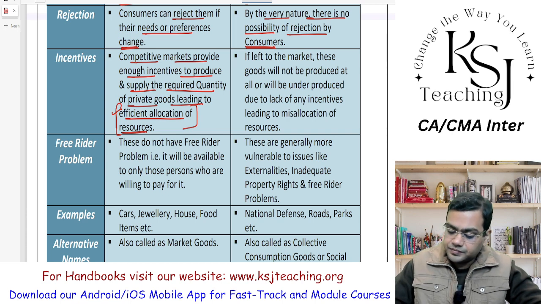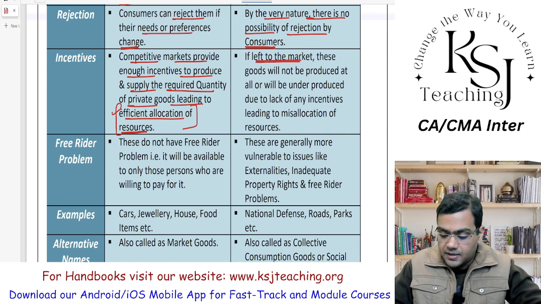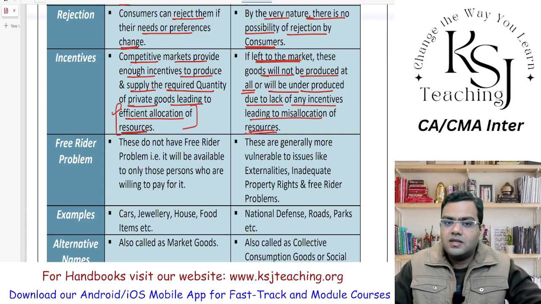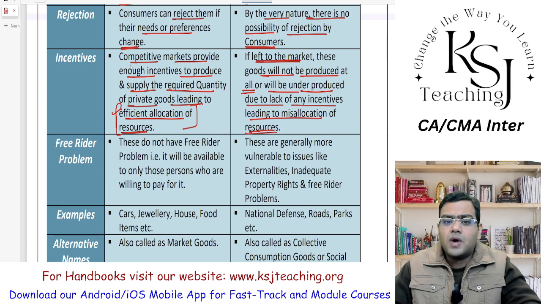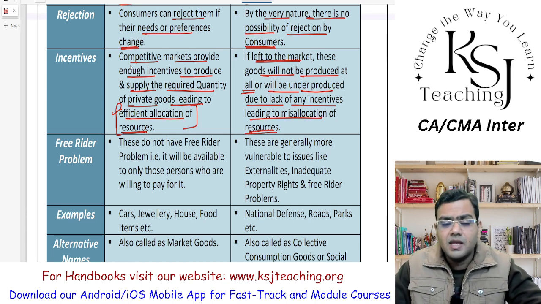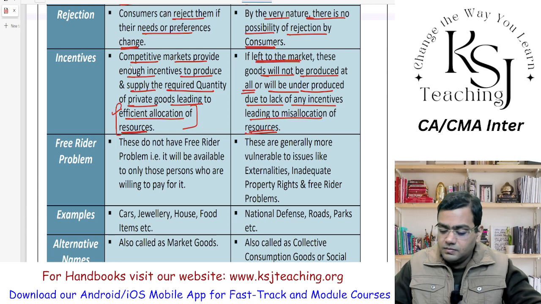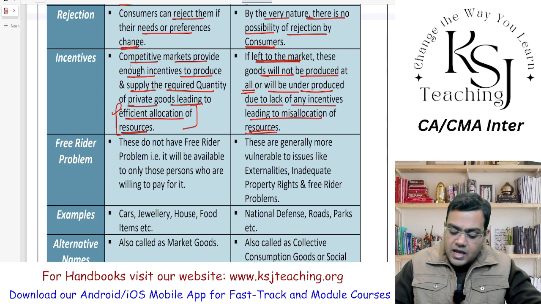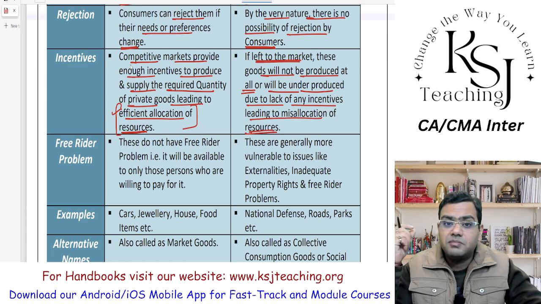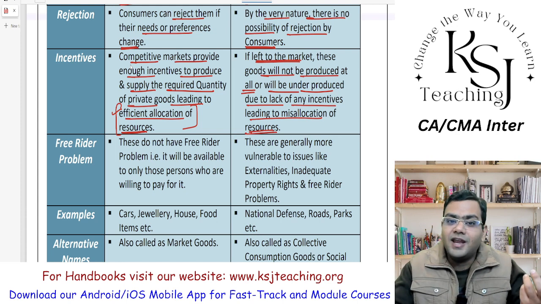That demand and supply obviously can't determine this efficient allocation of resources. Now, talking about the public goods, if left to the market, market means the demand and supply, these goods will not be produced at all, or will be underproduced due to the lack of any incentives, leading to misallocation of resources. Now, there is a private firm, let's say a manufacturer of t-shirts. Why will that firm be interested in maintaining the clean air or maintaining a particular garden? No, sir, it will not be interested. Why? Because out of the private goods they will be earning profit, but out of the public goods they will not be getting anything in return.